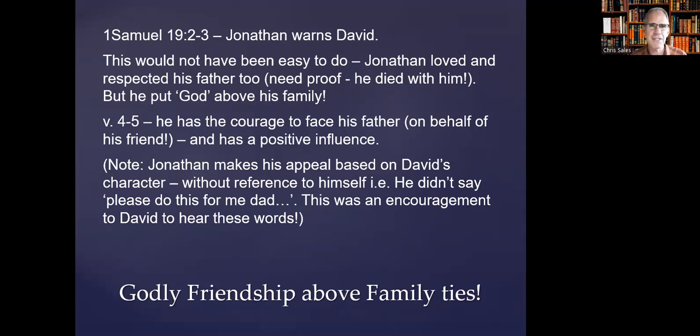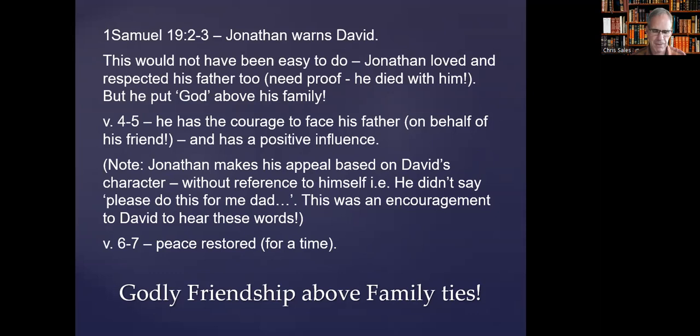Can you imagine David listening to these words? David's off to the side here. Saul doesn't know he's there, and he's hearing. What do we say to encourage our friends in the truth? And peace is restored for a while. And we know Saul loses the plot. But for now, verse 6 and 7, Saul hearkened to the voice of Jonathan, his son, and David is brought back, and peace is restored.